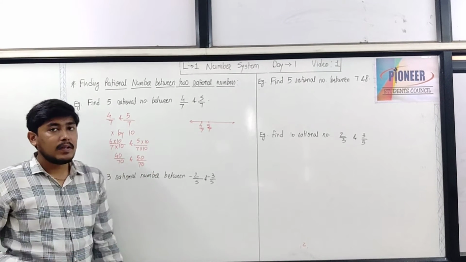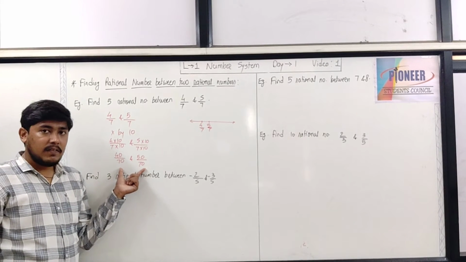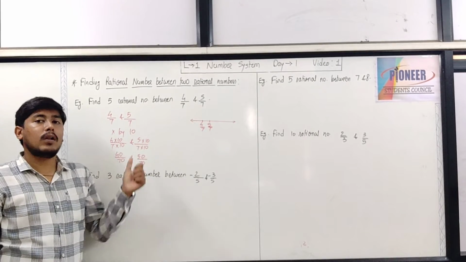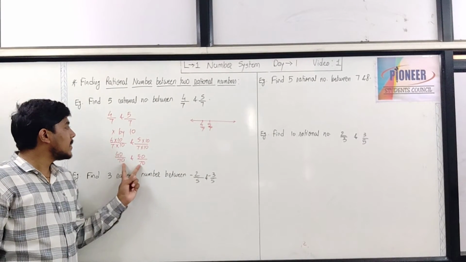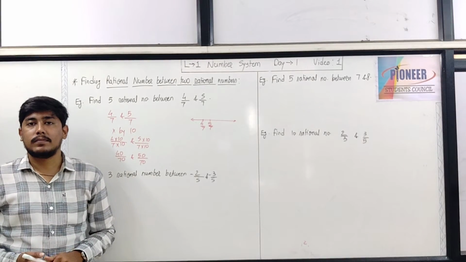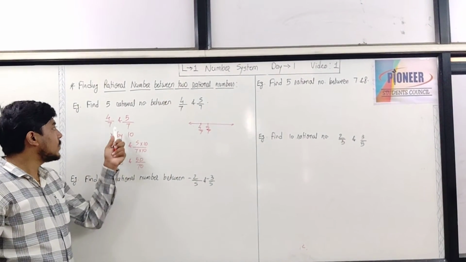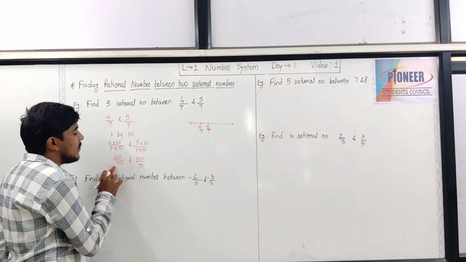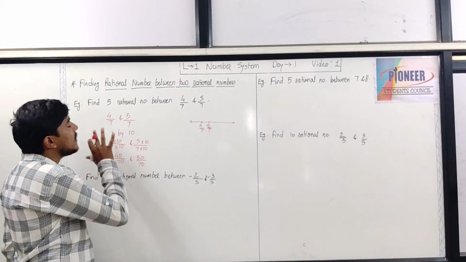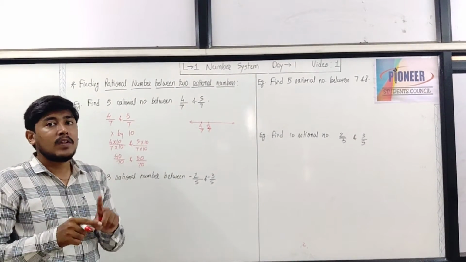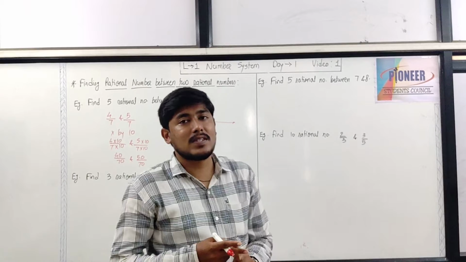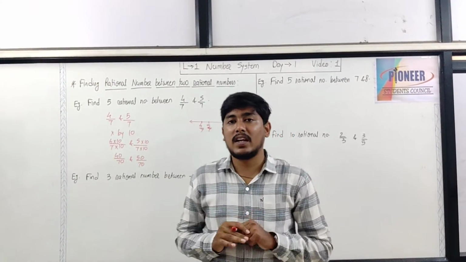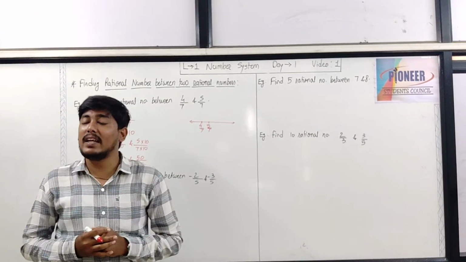Means what have we done? We have made the denominators equal, first thing. And we have multiplied all by the same number. Therefore, these numbers are equivalent to the original numbers. So now between 40/70 and 50/70, there are 10 numbers. Which are they? 41/70, 42/70, 43/70, 44/70, and so on up to 49/70. So we can pick any 5 numbers.